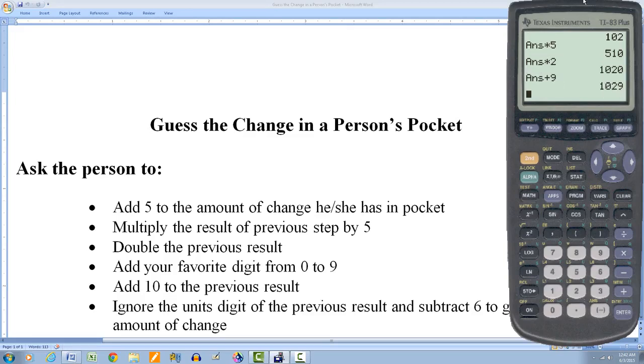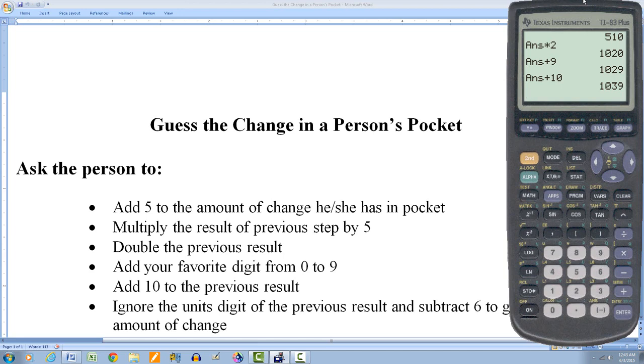Okay. And of course, these are the operations the person will be doing. All you'll be interested in is the final result. So the person added the favorite digit, and it was a 9. And then they're supposed to add 10 to that. Okay. Now, the digit they pick, whether it's 0 through 9, is always going to be the last number in this. Okay, so this is the result.